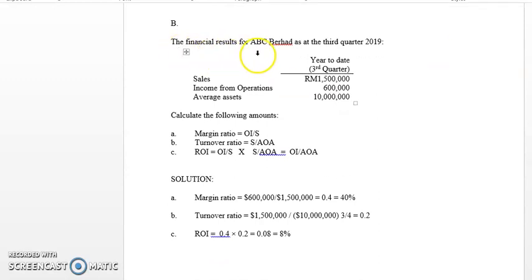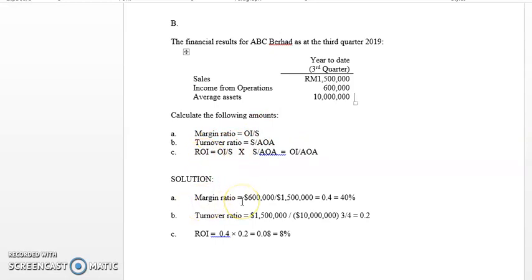The financial result for ABC Berhad as at the third quarter 2019 is as follows. Okay, this is for third quarter. Sales 1.5 million, income from operation 600k, average asset is 10 million. Calculate the following amounts: margin ratio, turnover ratio, and ROI.